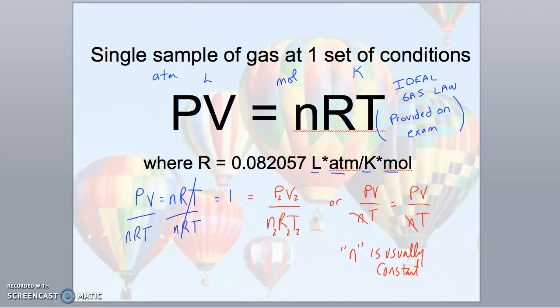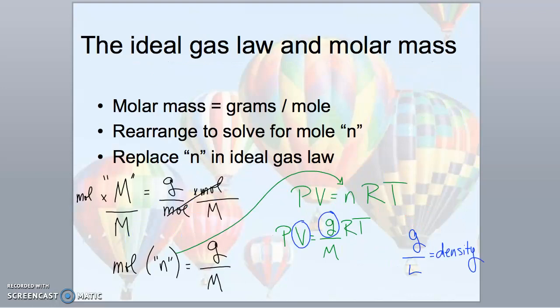calculate the unknown property. We can derive an equation from the ideal gas law to solve for the molar mass of a gas. The idea is that the formula for molar mass can be rearranged so that the number of moles is equal to the grams over the molar mass. We can then substitute this for n in the ideal gas law.